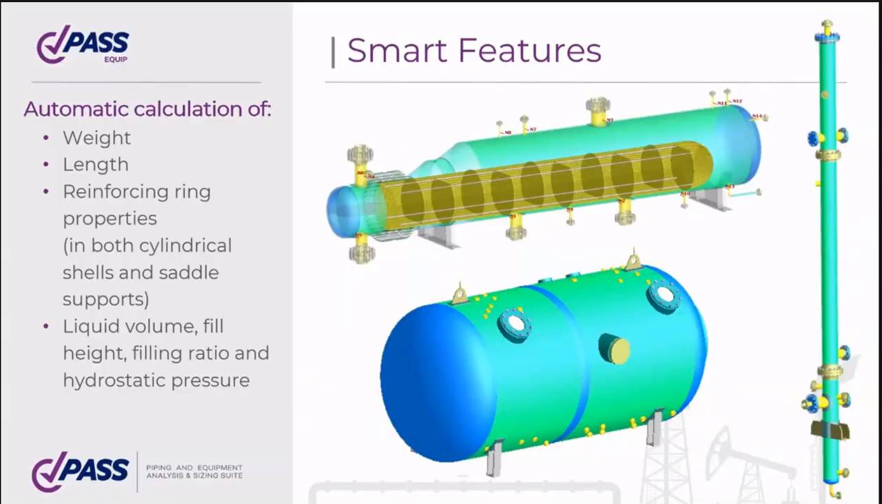Some smart features that we have. First of all, we try to do everything for you. So you don't need to worry and bother with intermediate calculations. The software tries to do everything itself. So it calculates all weights, all lengths, all properties or mechanical properties of different elements, liquid volume, fill ratio, and hydrostatic pressure and how it changes versus height, versus level.